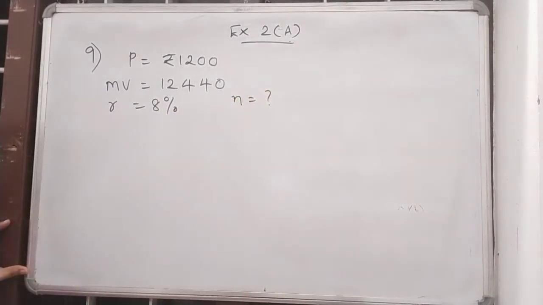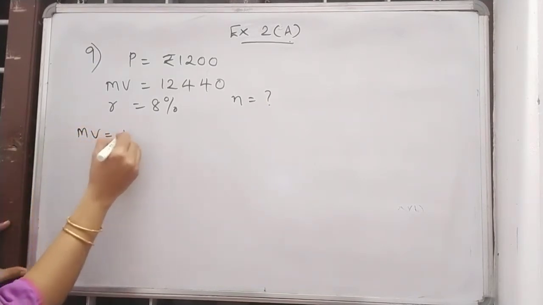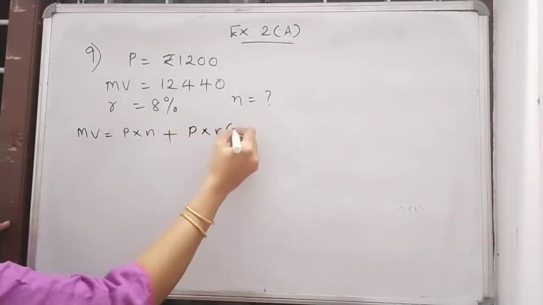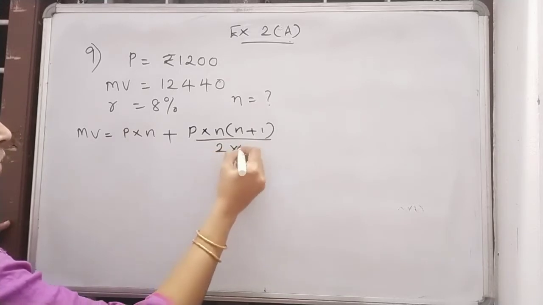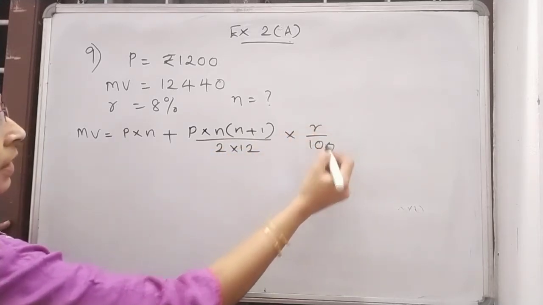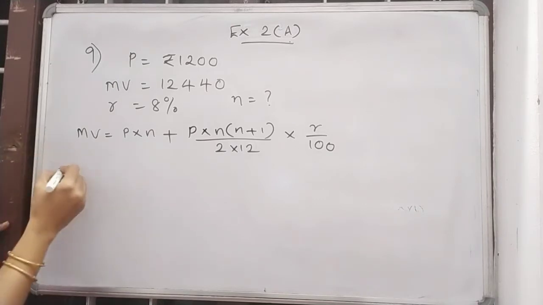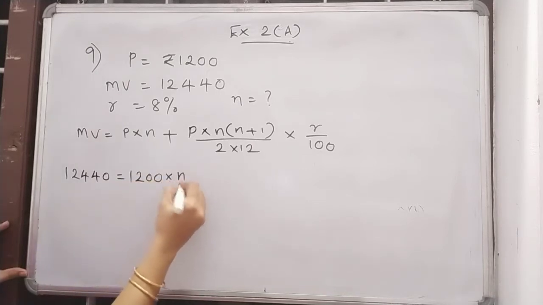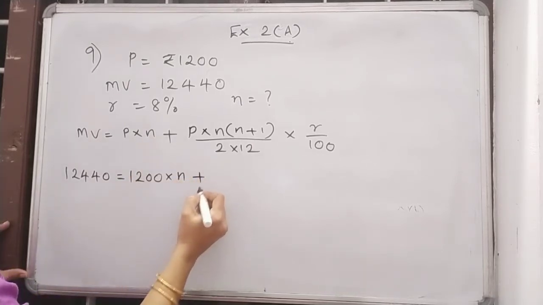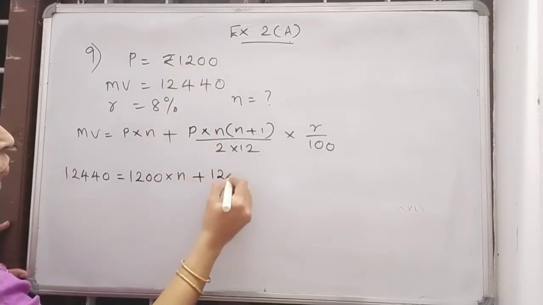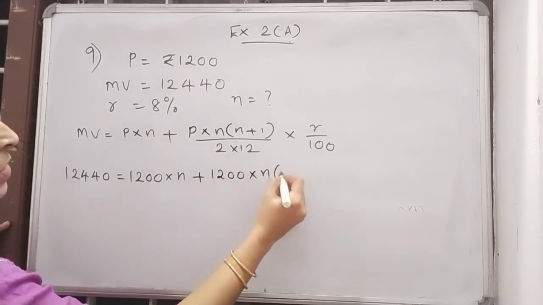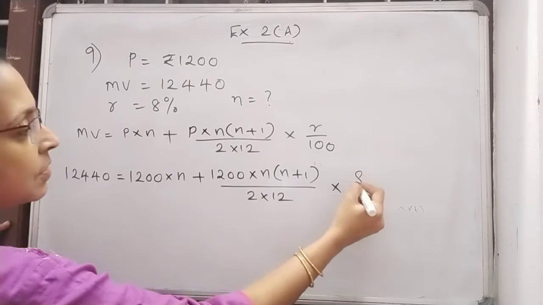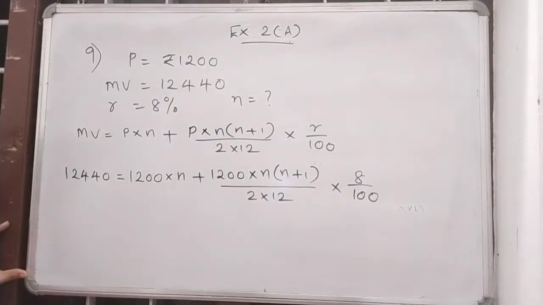So the formula for finding maturity value is MV is equal to P into n plus P into n into n plus 1 divided by 2 into 12 into R by 100. We can substitute all the values. Maturity value 12,440 is equal to P 1200 into n, which we have to find out, plus P into, that means 1200 into n into n plus 1 divided by 2 into 12 into R, 8 by 100.